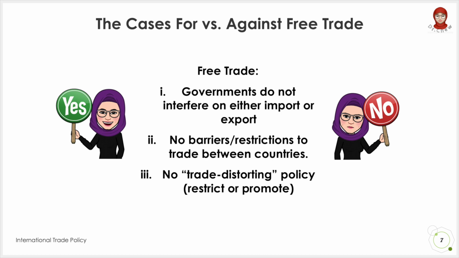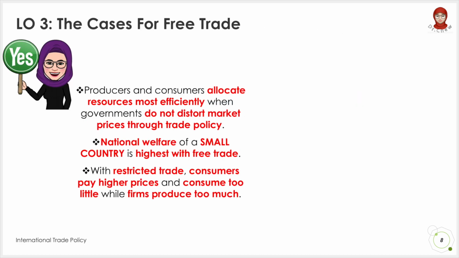Simply said, free trade is free from government intervention and interference on either import or export. Hence, there are no barriers or restrictions for goods and services to be traded between countries. There is no restriction in terms of tariff or non-tariff barriers to importers and no subsidies provided to exporters. Both the cases for and against free trade are based on cost-benefit analysis. Let's now see the arguments in support or favor of free trade.